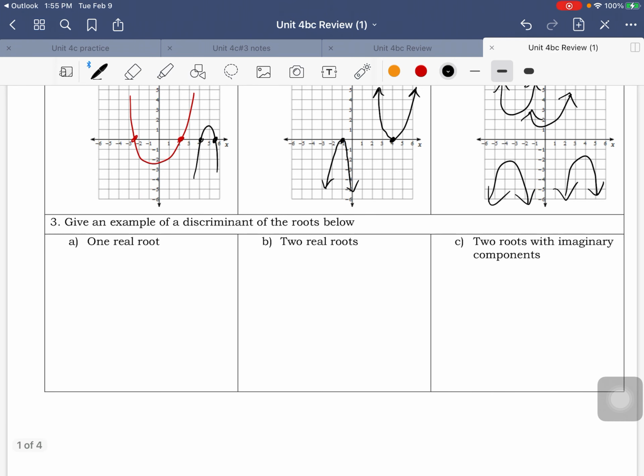Give an example of a discriminant with roots that are one real: 0. And a discriminant that has two real solutions: any positive number you can think of, 72. Two roots with this means complex solutions, so two complex solutions, and a negative number, so negative 72.